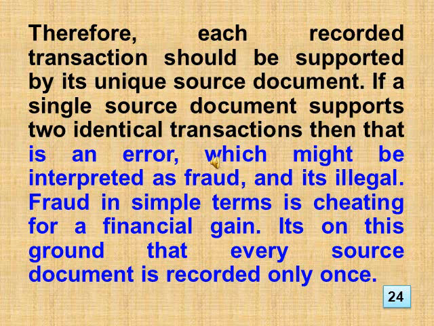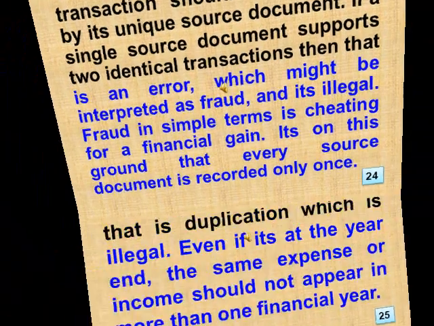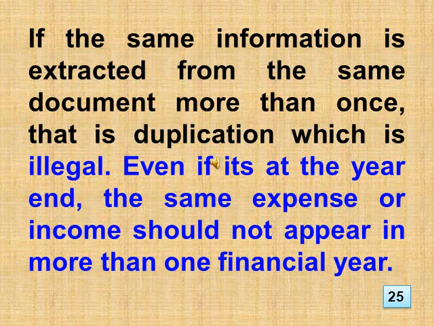If a single source document supports two identical transactions, then that is an error, which might be interpreted as fraud, and it's illegal. Fraud in simple terms is cheating for a financial gain. It's on this ground that every source document is recorded only once. If the same information is extracted from the same document more than once, that is duplication, which is illegal. Even if it's at the year end, the same expense or income should not appear in more than one financial year.